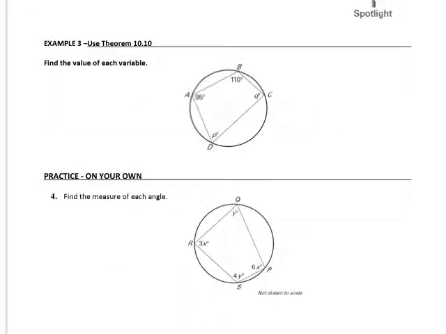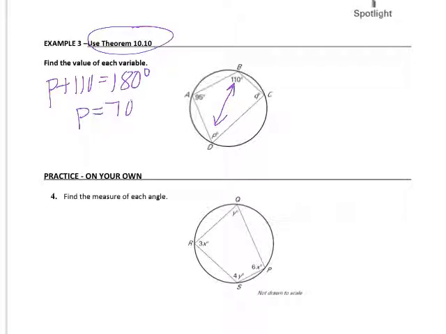All right, our last example is that we're going to be using theorem 10.10, and I'll remind you that theorem 10.10 says a quadrilateral can be inscribed in a circle if and only if its opposite angles are supplementary. Well, we remember what supplementary means. It means that the angles add up to 180. So these two angles, P and 110, have to add up to 180. So what's the measure of angle P? Well, P plus 110 has to equal 180. And so therefore P is going to be 70 degrees.